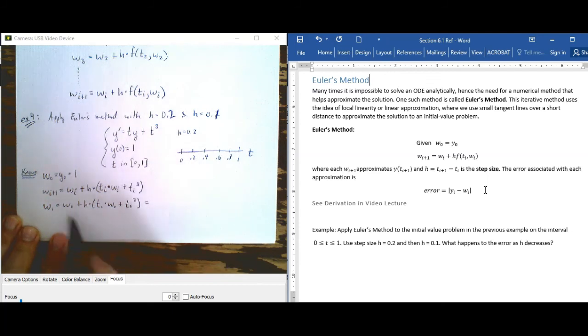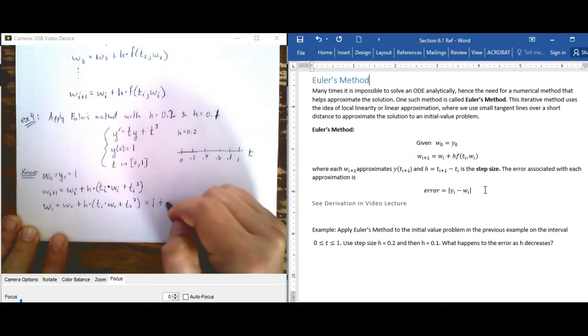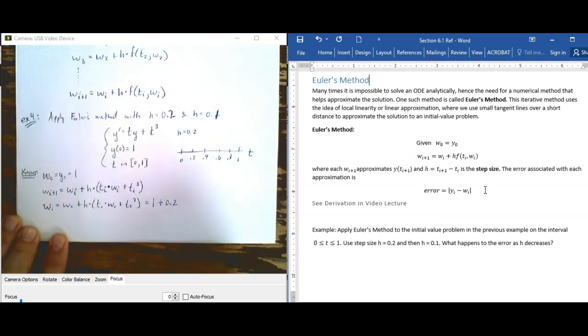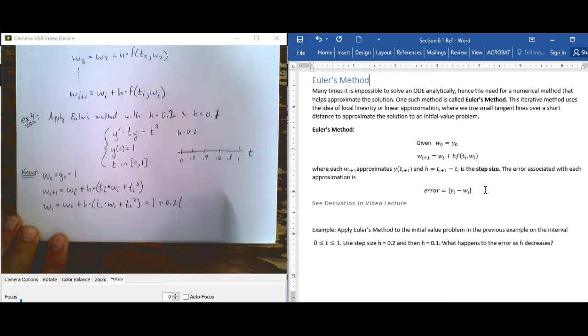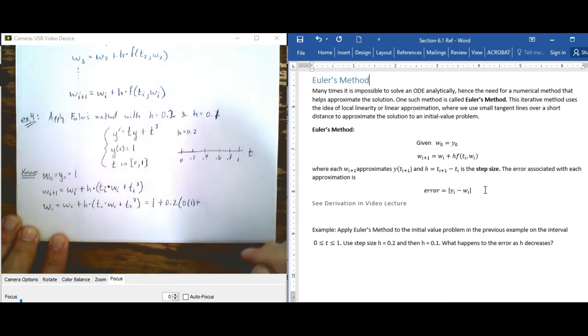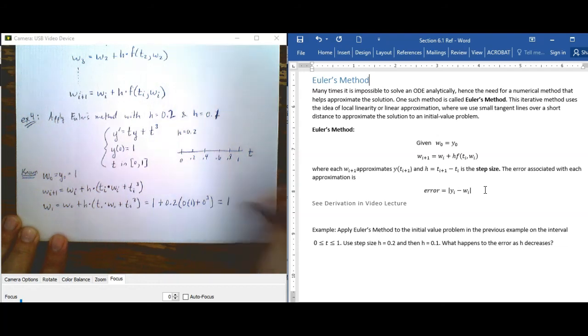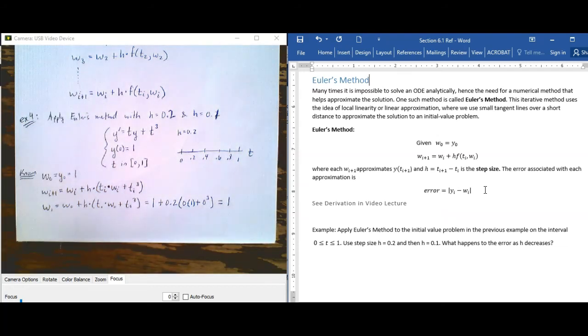So what is that? Well, what's W0? That's 1. Plus, what's H? 0.2. Times, what is T0? That's 0. Times W0, which is 1. Plus T0 cubed, that's 0 cubed. So that is also 1. Okay.